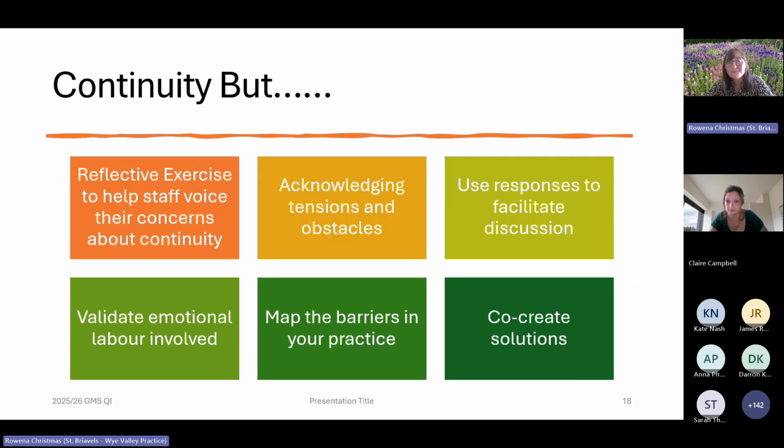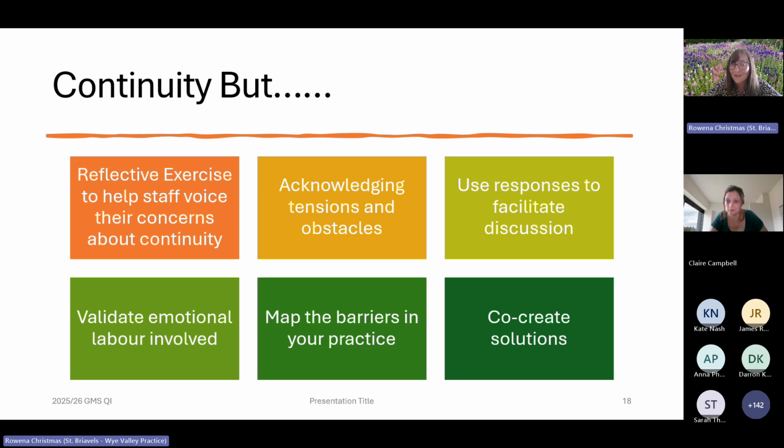The continuity but exercise is a reflective tool that's embedded in the RCGP Toolkit, which is aimed to spark honest debate and dialogue between GPs and teams about these barriers to delivering continuity. So you can have people who recognise the importance of it and really want to make it work, but just feel so floored by the challenges that they have lots of concerns about whether it'll work.